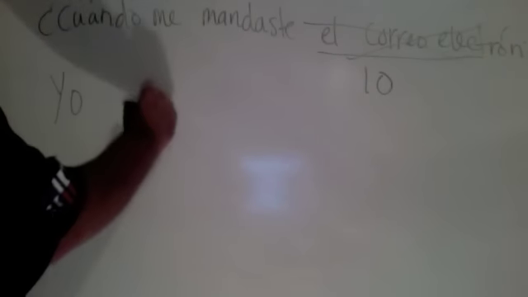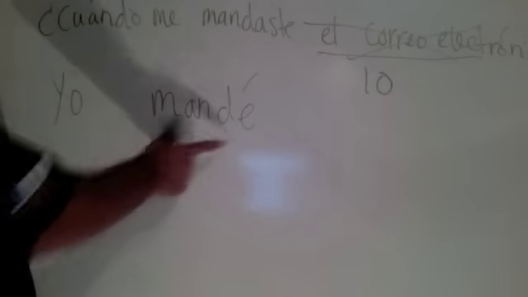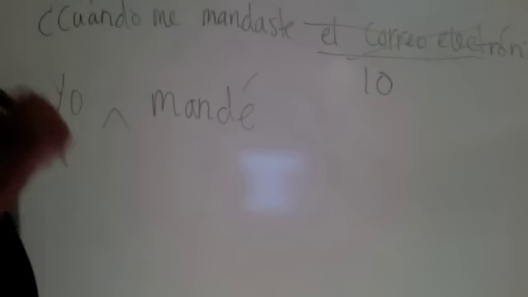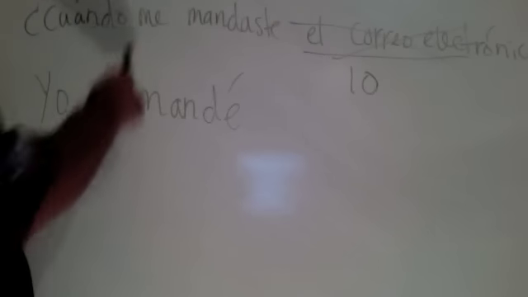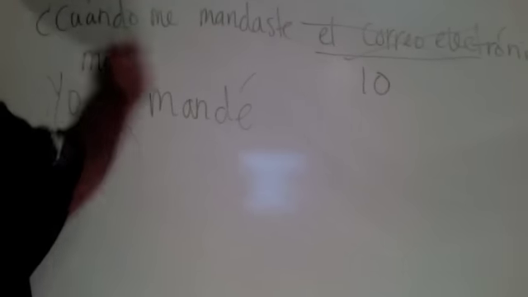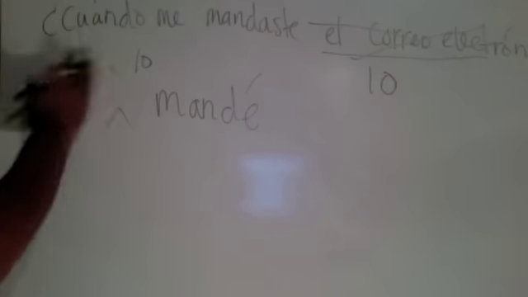Yo mandé. Here's our conjugated verb. That means we know both of them are going to go right here. That's the only place they can go. What's our indirect? Me. What's our direct? Lo. Oh, I'm sorry. One thing, I made a big mistake there.